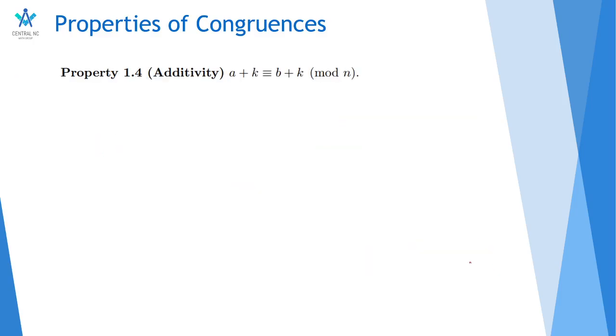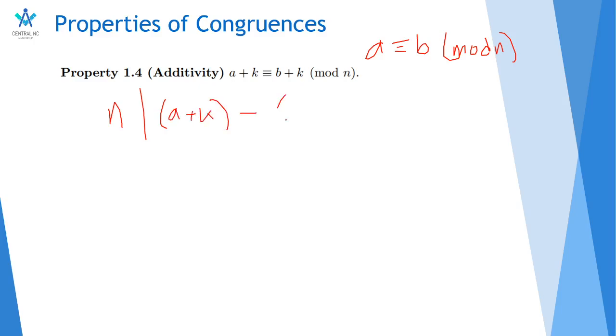Property 1.4, additivity. If you add a constant k to both sides of a congruence, will it still hold? In this, we assume that A is congruent to B mod n. So let's look at this. This tells us that n divides into (A plus k) minus (B plus k). Well, that is clearly true. So we just have to simplify it. This tells us that if this were to hold true, that is.